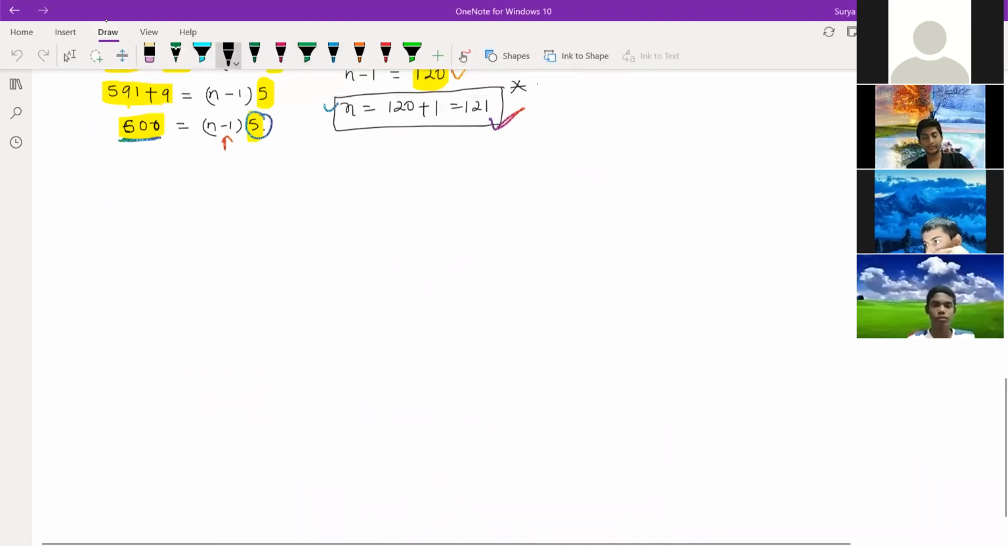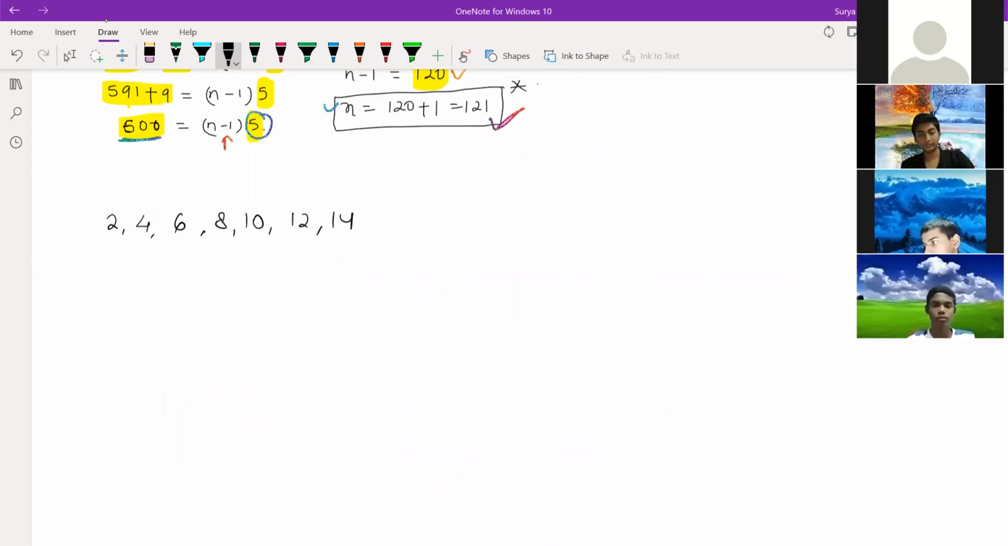Okay. So any series is given to you: 2, 4, 6, 8, 10, 12, 14. So the first term is always A, or A1 you can say, right? Second term is A2, third term is A3, fourth term is A4. Like this, keep on going, right? So A7 is the last term in this series. This is the last term we can say.